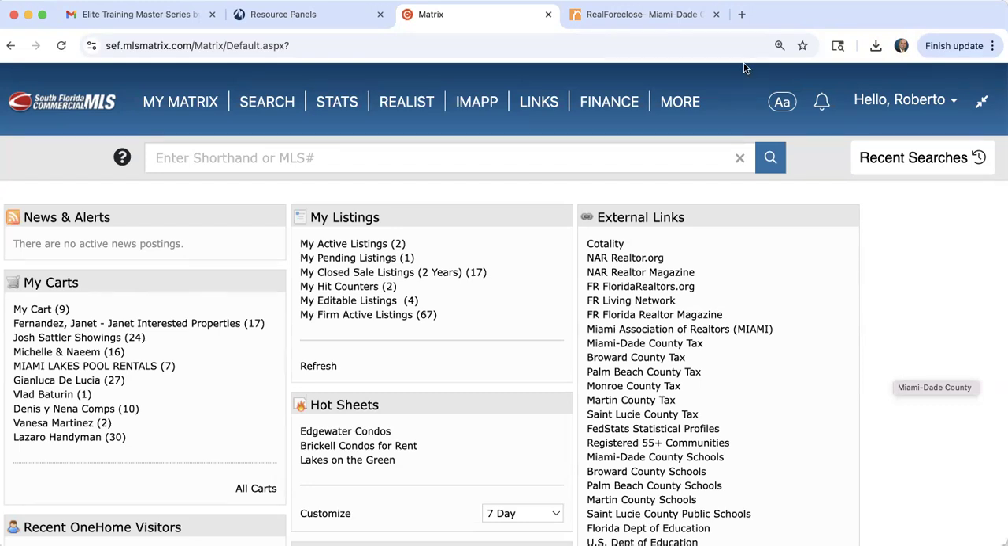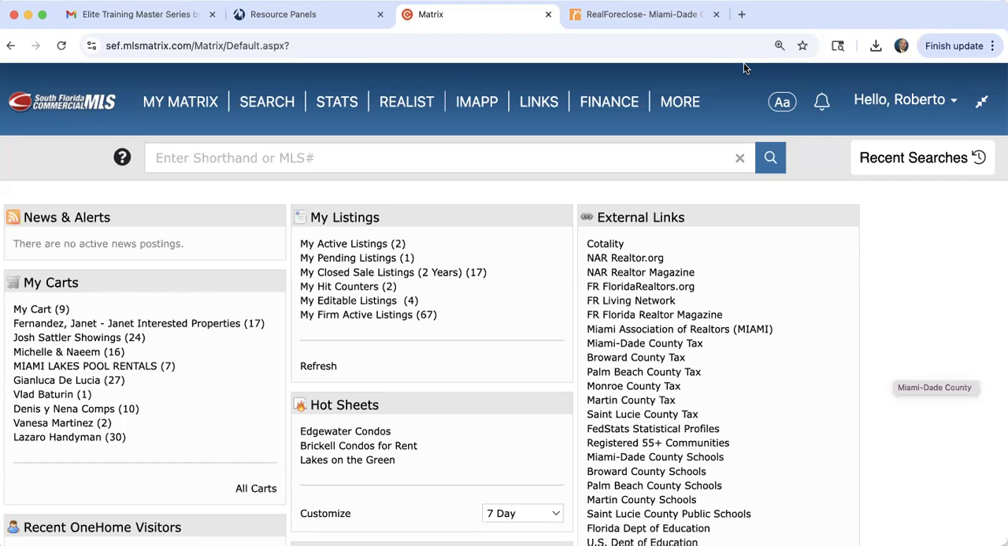We are going to use a combination of different programs today. We are going to use the MLS. This is why I'm logged into the MLS right now. But we're also going to use RPR. We're going to use IMAP. We're also going to log into a few of the auction websites where properties are held in auction. So there's a lot to cover.